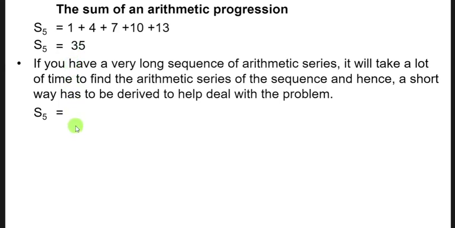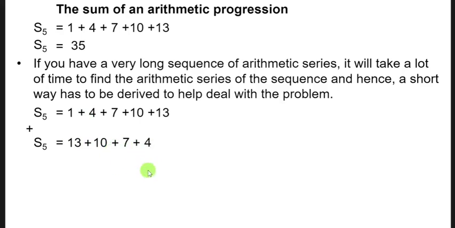Pay attention. We are saying 1 plus 4 plus 7 plus 10 plus 13. Then we add it in reverse. On this side we say plus S5 equals, and we start reversing it from the highest to the lowest. So we start with 13 plus, then 10 plus, then 7 plus, then 4 plus, then 1.